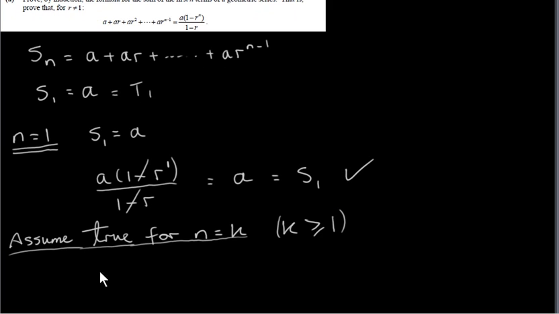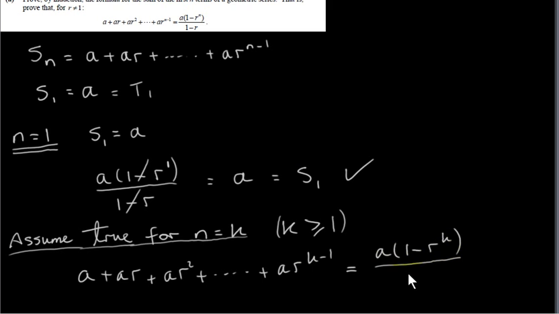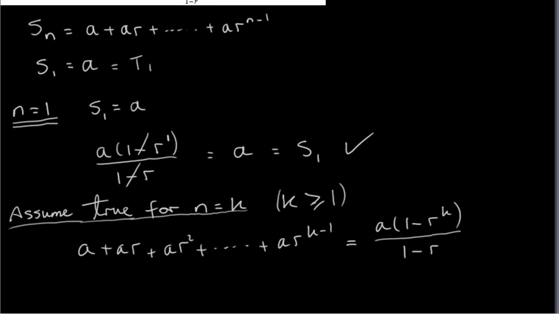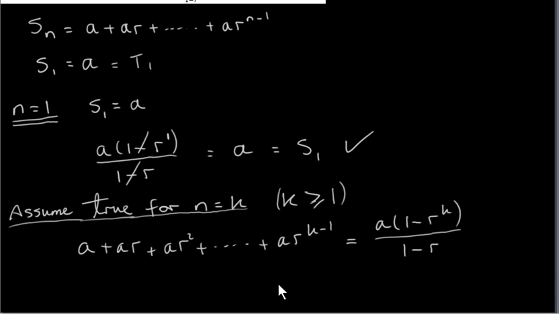Well, the assumption statement is that a plus ar plus ar squared and so on up to ar to the power of k minus 1 will equal the right hand side with n replaced by k. So k is some integer greater than or equal to 1. So we're assuming it's true for this integer. The next step in proof by induction is to prove that the formula is true for n equals k plus 1.